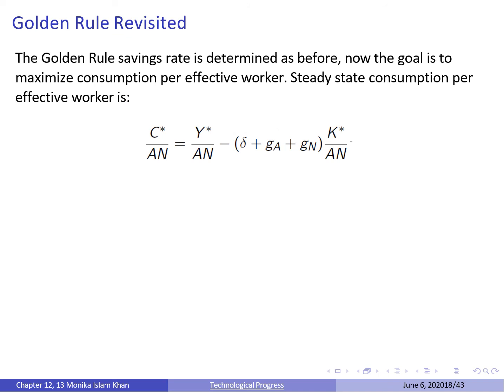Our next step is to determine the golden rule savings rate. Remember that in the last lecture, we found the golden rule savings rate by maximizing consumption per worker. Here, to determine the golden rule savings rate, we will maximize the consumption per effective worker. At the steady state, consumption per effective worker is given by this equation, which is basically your income minus the level of savings or investment in the economy.